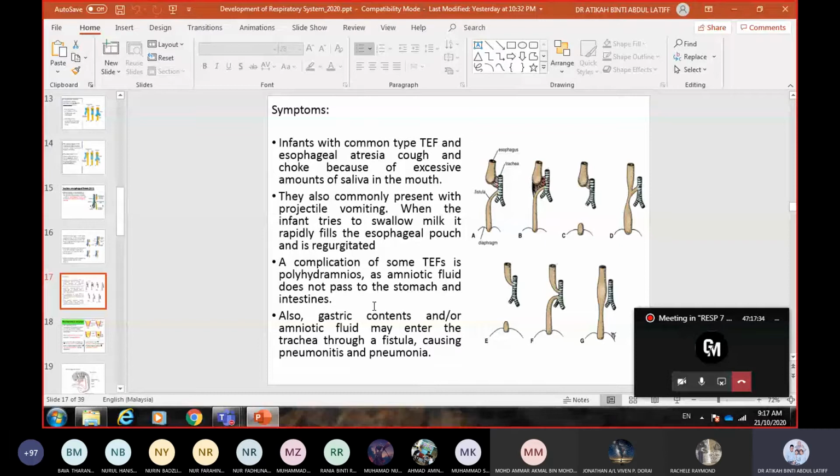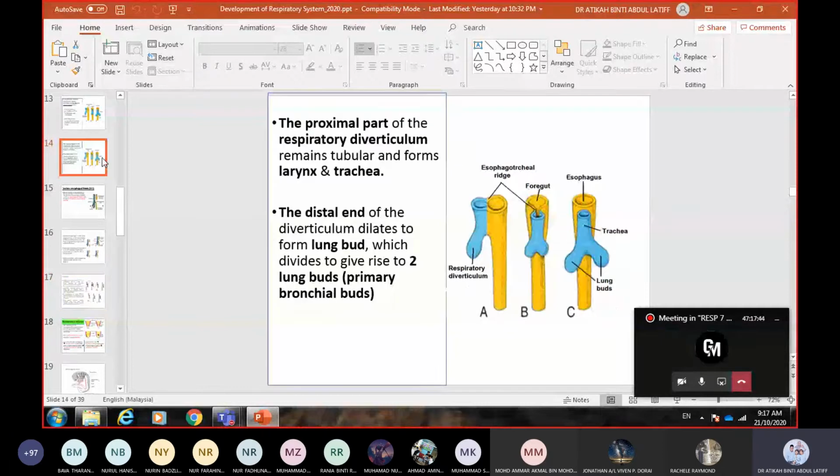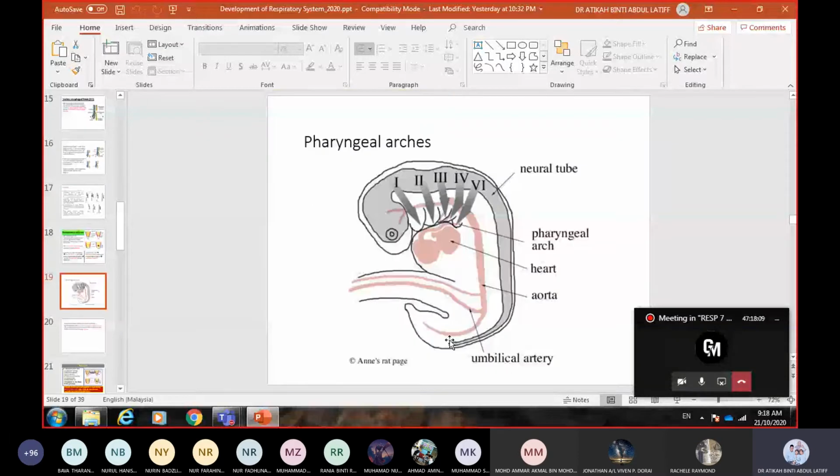Okay, so development of the larynx. So remember from here, the proximal part of this diverticulum will form the larynx and trachea. Just to show you, are you all familiar with the pharyngeal arches? I think in development we always talk about pharyngeal arches. Okay, just to recap, if you forgot, this is the primitive embryo, and these are your pharyngeal arches: 1, 2, 3, 4, and 6.